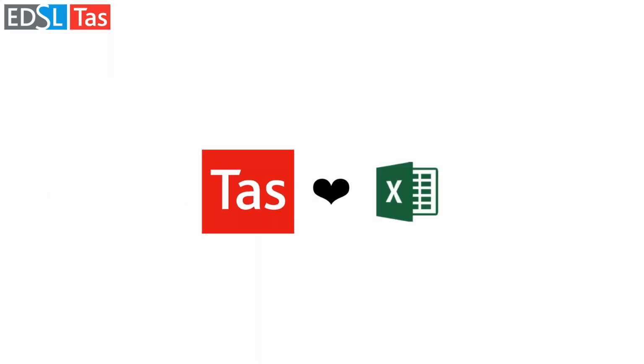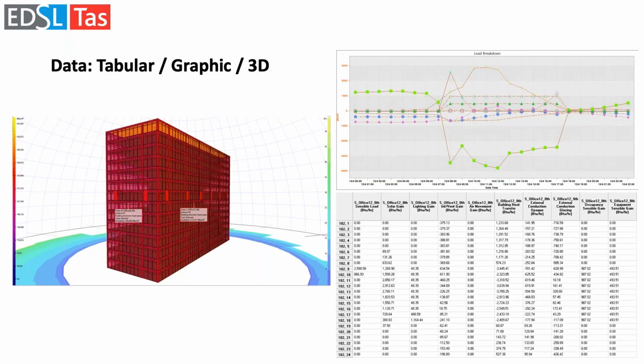So TAS, we do love Excel, so there's ways to not only copy and paste data to and from Excel, which you'd expect, but you can drive TAS with Excel macros, which I'll touch on very shortly. The idea in TAS, though, is that behind every piece of data in the model, all the raw data is available to get out.